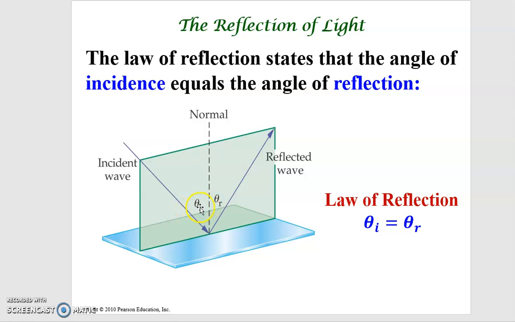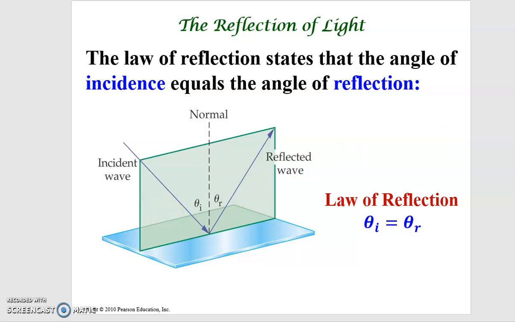The incident angle is defined as the angle between the incident wave and the normal line. The reflection angle is defined as the angle between the normal line and the reflected wave. When you have the normal line defined, no matter what kind of light wave, they always follow the same rule: theta I is always equal to theta R. This is the so-called law of reflection, and we are going to use it frequently later on.